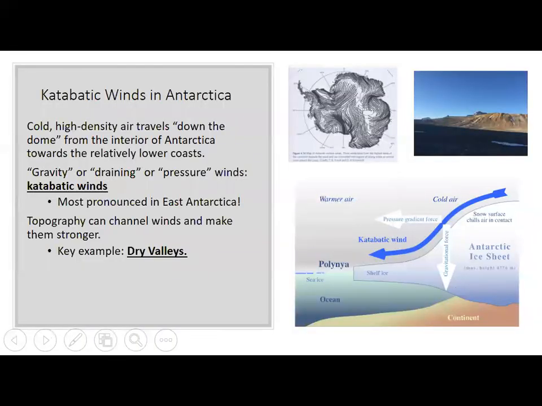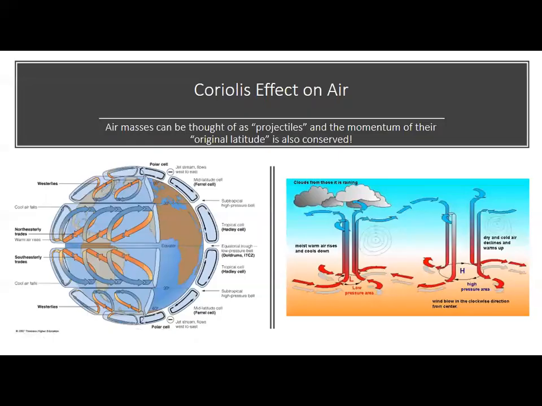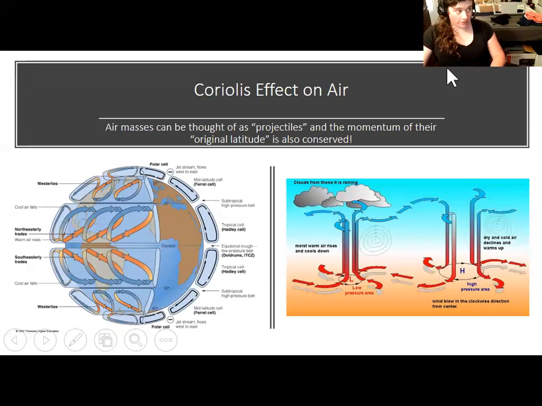Now, I do want to go back to the fact that you have high versus low pressure zones. Remember from our last lecture that if you have a place where air is rising, that's going to cause low pressure. If you have a place where air is falling, that's going to cause high pressure. The poles are zones of high pressure.